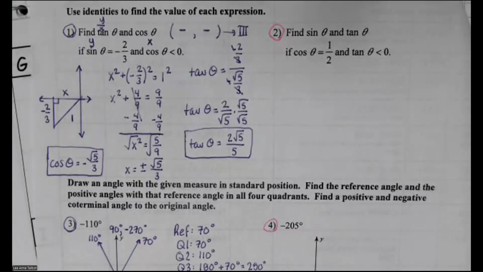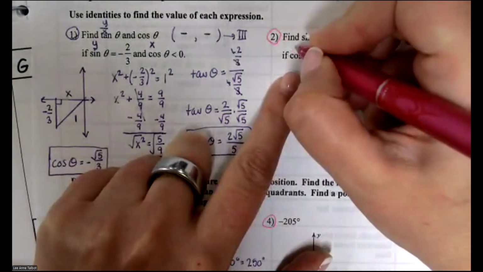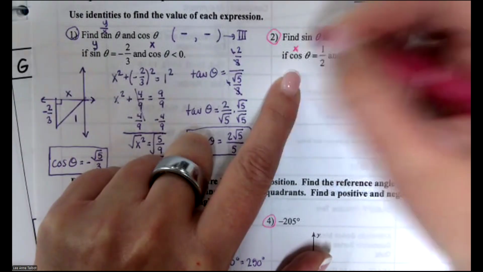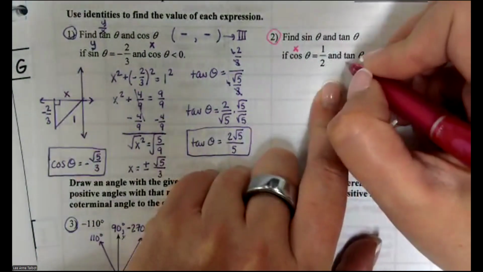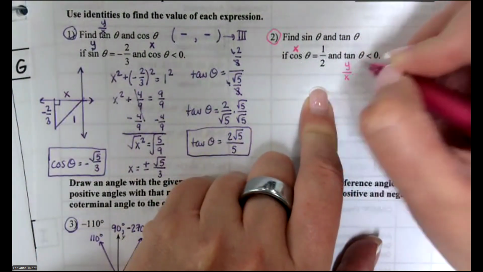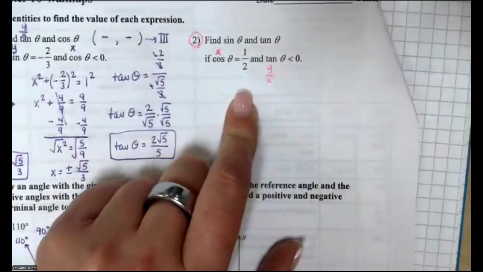Okay. Find sine and tan if cosine is 1/2. So cosine is x and tan is y over x.